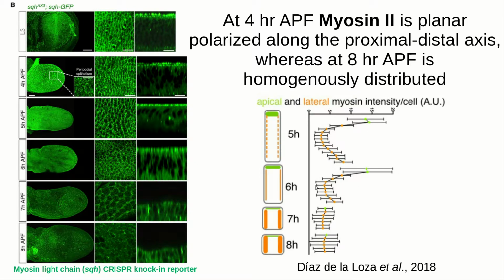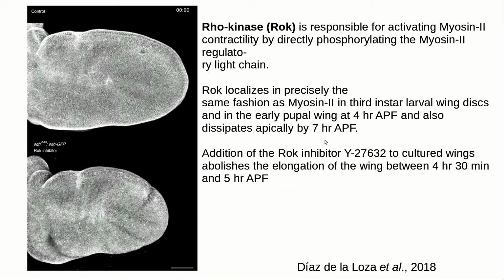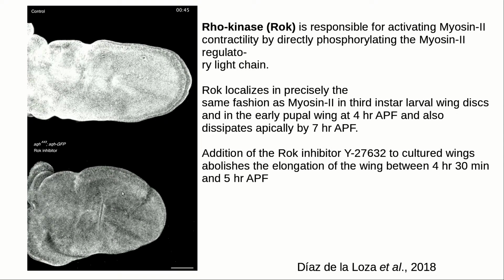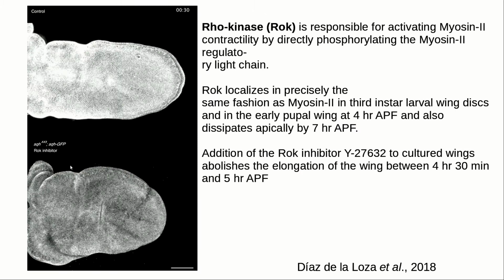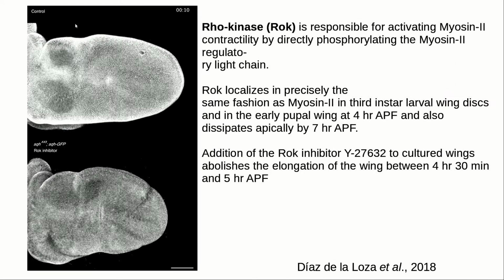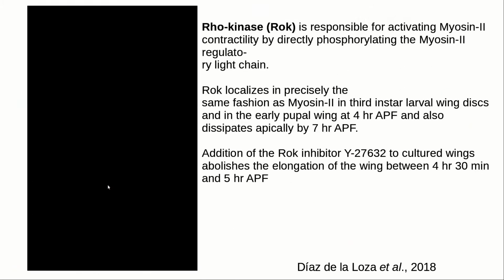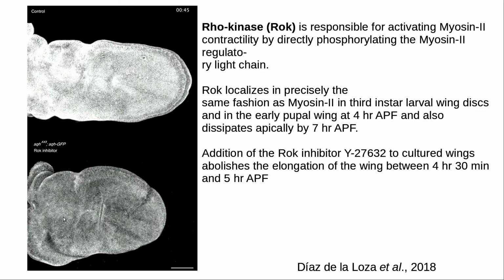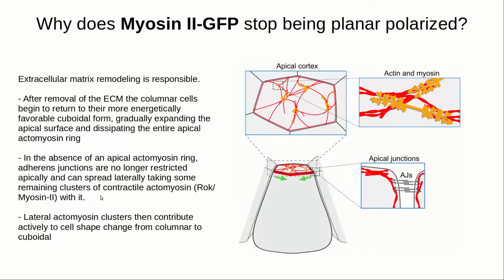And well, here is a more precise quantification. If myosin 2 is inhibited, by pharmacologically inhibiting Rho kinase, which is responsible for activating myosin 2, you can see how the wing fails to elongate, as in the lower picture. The one on top would be a control. So this convergent extension process does not take place if myosin 2 cannot contract.